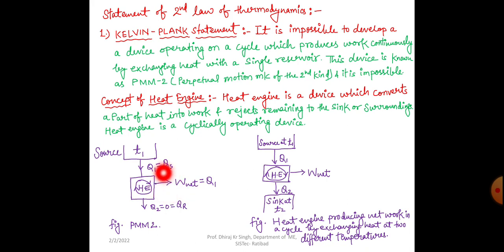So Q2 will be 0. That means whatever heat we are supplying is completely converted into work, and that is not possible. That's why the name given is PMM2, perpetual motion machine of the second kind, and it is not possible.